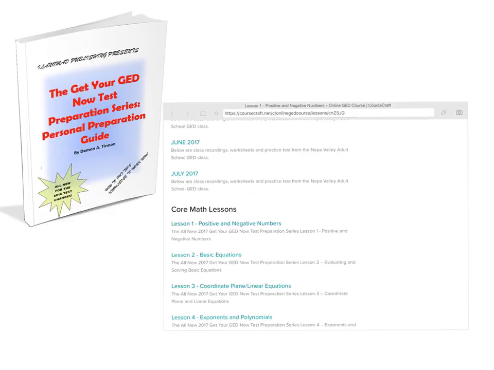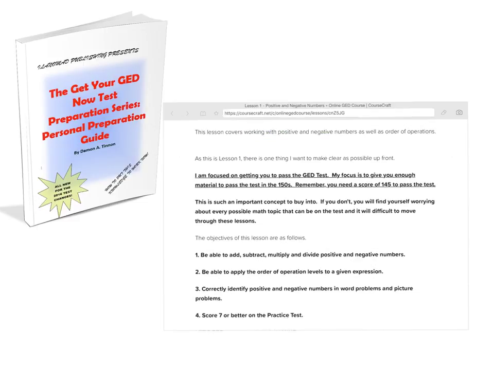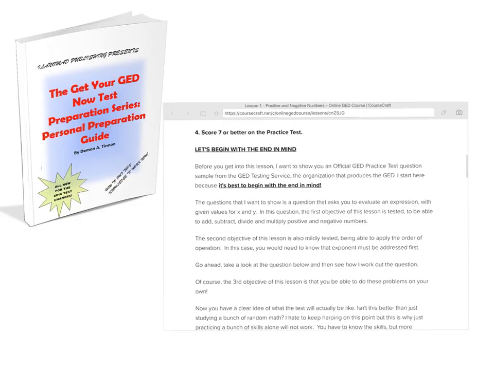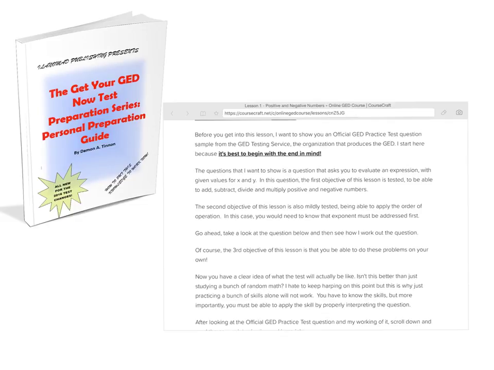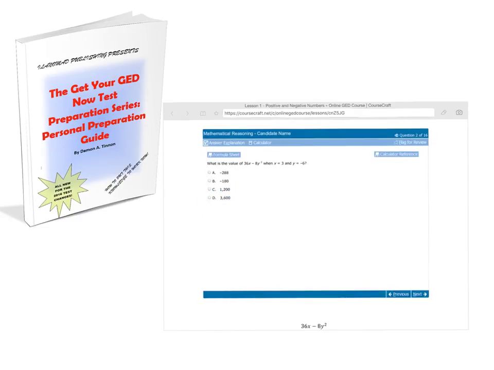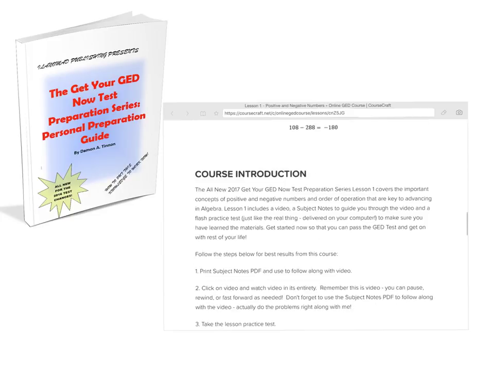So we'll just look at lesson 1. Okay, and you see it's on positive and negative numbers, and then I lay out to you what the objectives of this lesson are. So I want you to be able to do certain things with positive and negative numbers, okay? And then as you go down, you can see that I want to begin with the end in mind. So this whole thing is about you being prepared for the GED test. And so I'm going to go down and I'm going to show you an actual sample, official GED practice question, how you might see that skill be used. And I break it down how to do it. And then we jump into the course.